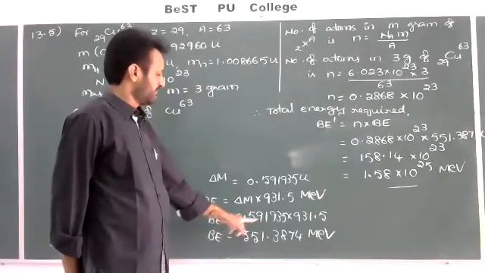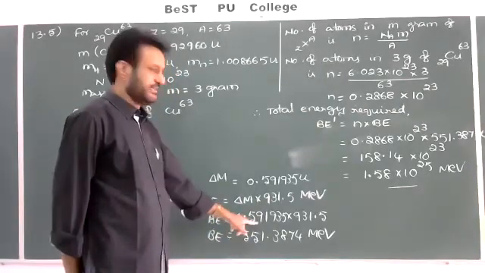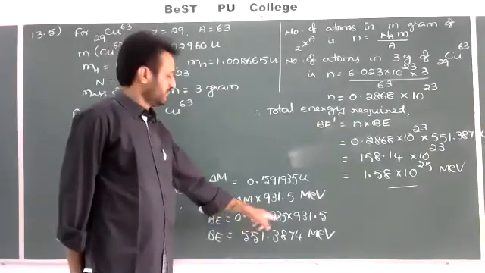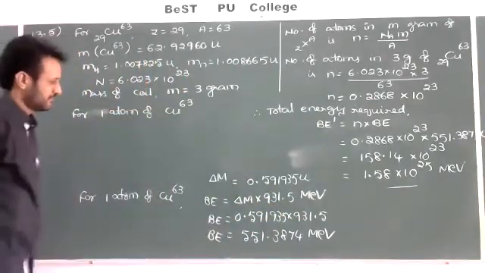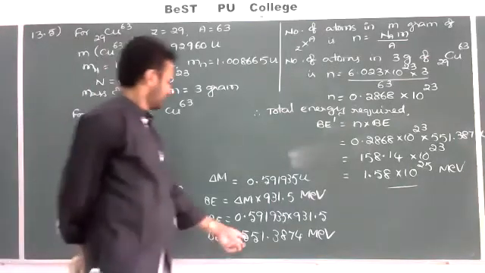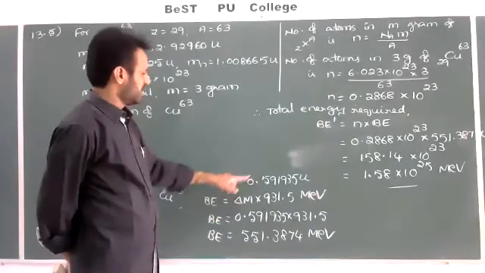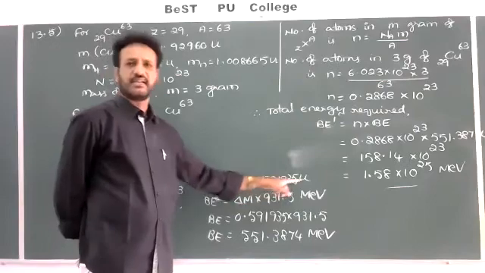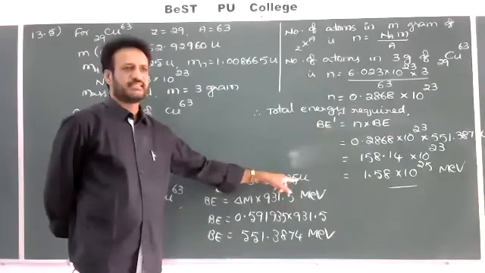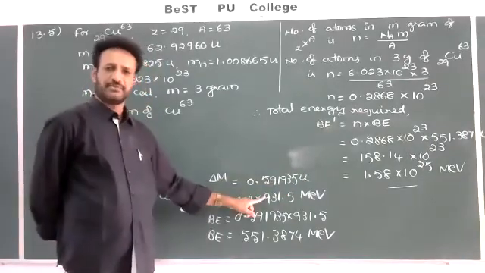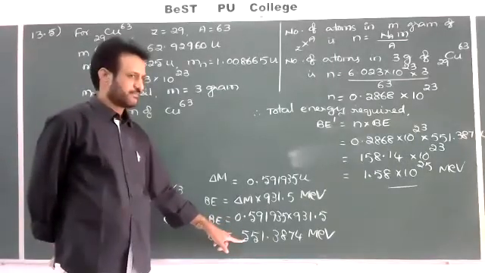Delta M, the mass defect value, is 0.591935, correct. That is in AMU. Into 931.5, if you multiply, we get this value, 551 point something, correct.